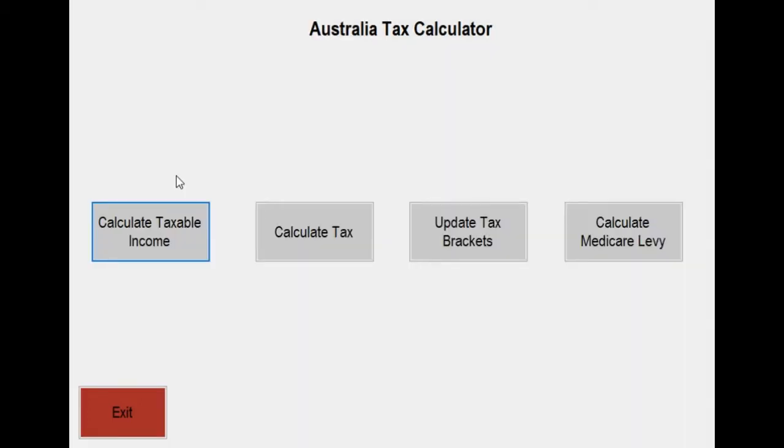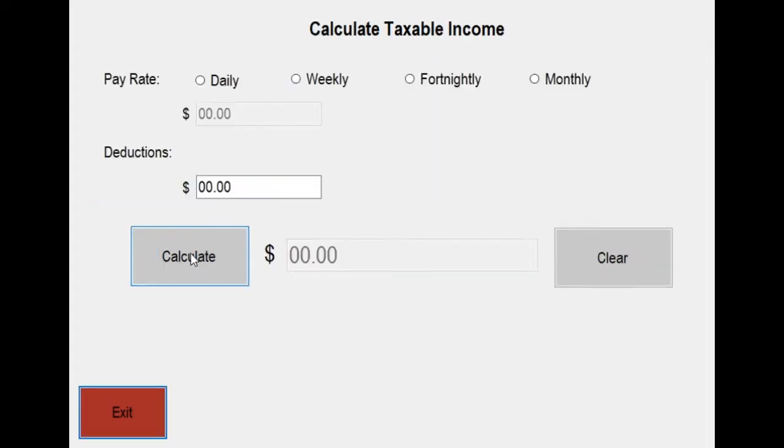So here we are on the Australia Tax Calculator. As you can see, we have 4 main options to choose from, them being Calculate Taxable Income, Calculate Tax, Update Tax Brackets, and Calculate Medicare Levy. We also have the exit button here again, where if you click it while on this screen, it will take you back to the Universal Tax Calculator main menu. If you're on any of the screens that are accessed from these buttons, it will just take you back to this menu. Let's start off with Calculate Taxable Income.